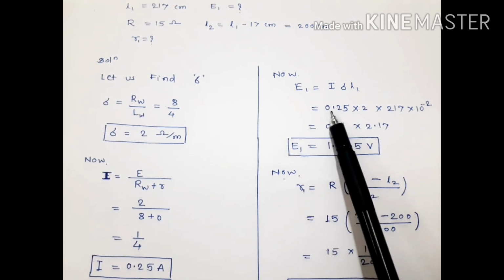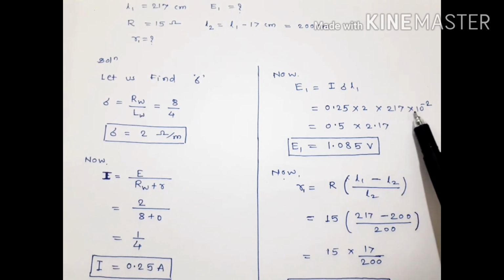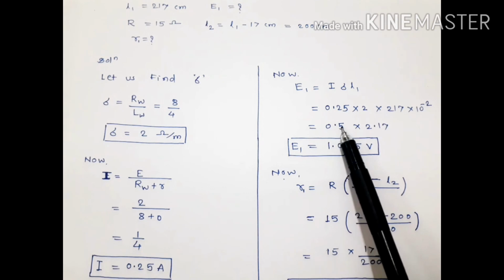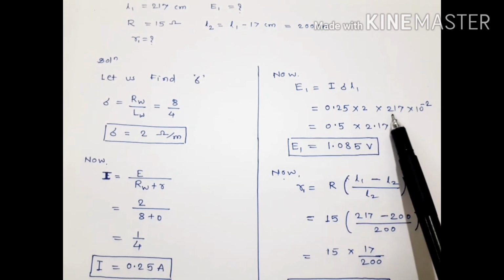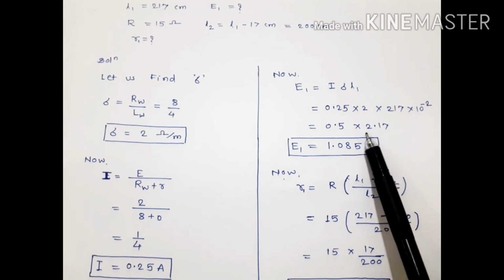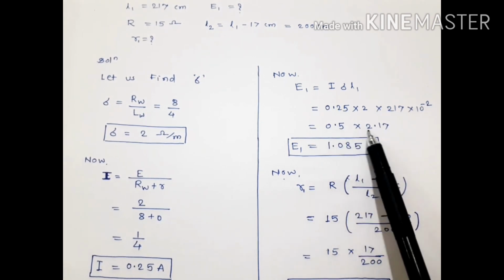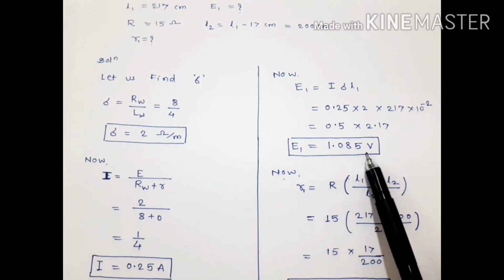Here E1 is equal to 0.25 into 2 into 217 into 10 raised to minus 2. 0.25 into 2 is equal to 0.5, and by solving the remaining term we get 2.17. 0.5 into 2.17 means E1 is equal to 1.085 volt.